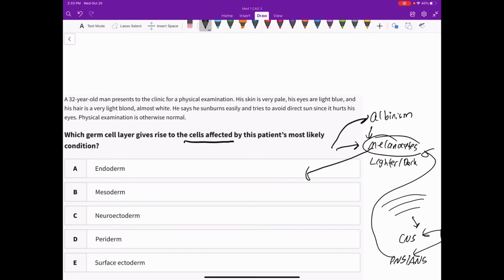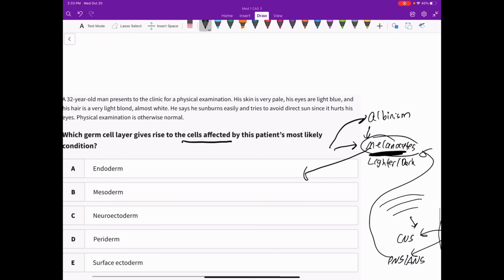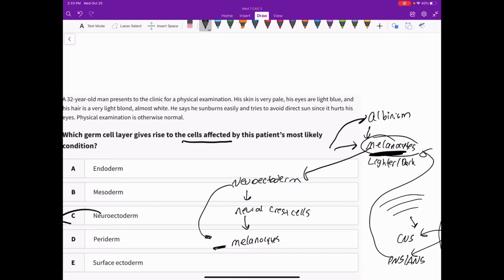But how is this helping us? Well, if we know the neural crest cells form these cells, we need to know where the neural crest cells come from. So let's work backwards. We have melanocytes. Okay, what forms melanocytes? Okay, neural crest cells. What forms neural crest cells? Well, if we remember, the neuroectoderm did. So neuroectoderm eventually forms these things. So C is going to be our answer.